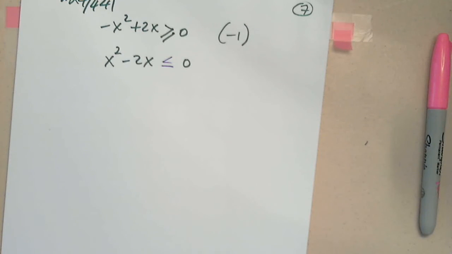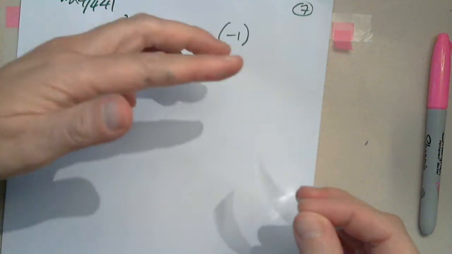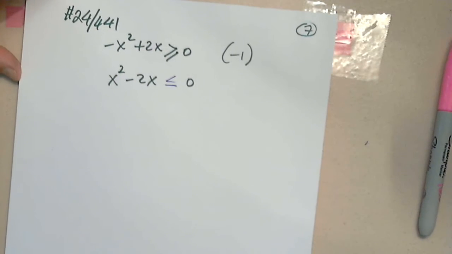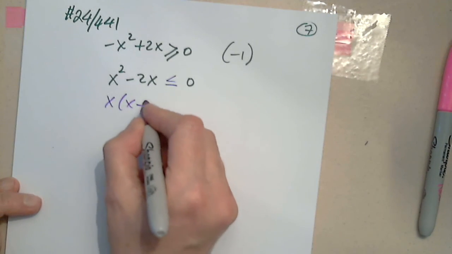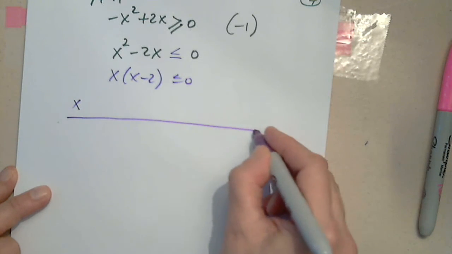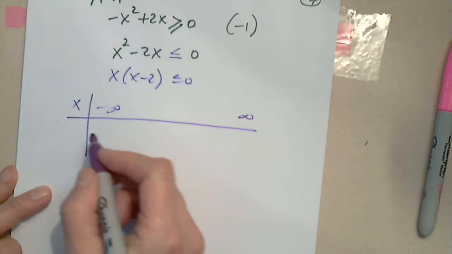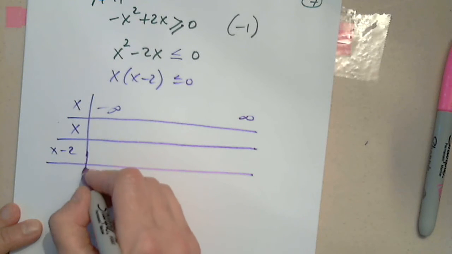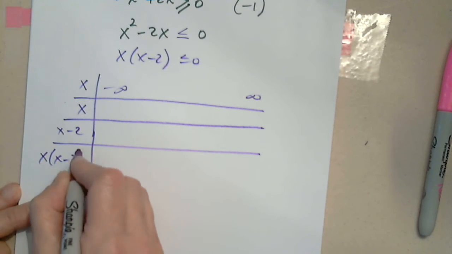So the factored form is x times x minus 2. Very good. Indeed. Thank you. Now, because I have it factored, I can use the table. X is the variable in the problem. X happens to be, again, the first factor. X minus 2 is the second factor. But what I'm interested in is the product.